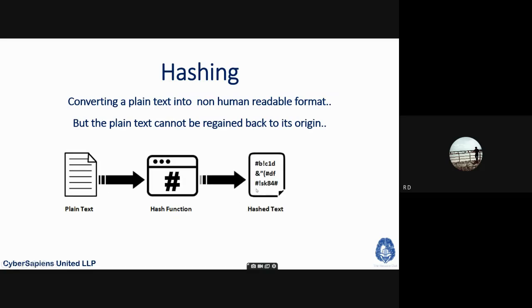Every time the same plain text, like Robin, is run through algorithms like MD, that is message digest, or SHA, that is secure hash algorithm, every time the text Robin is hashed using MD5, it will generate the same output unless the algorithm is different. If I put a dot after Robin, then the hash value will get completely changed. So this is the mechanism of hashing.